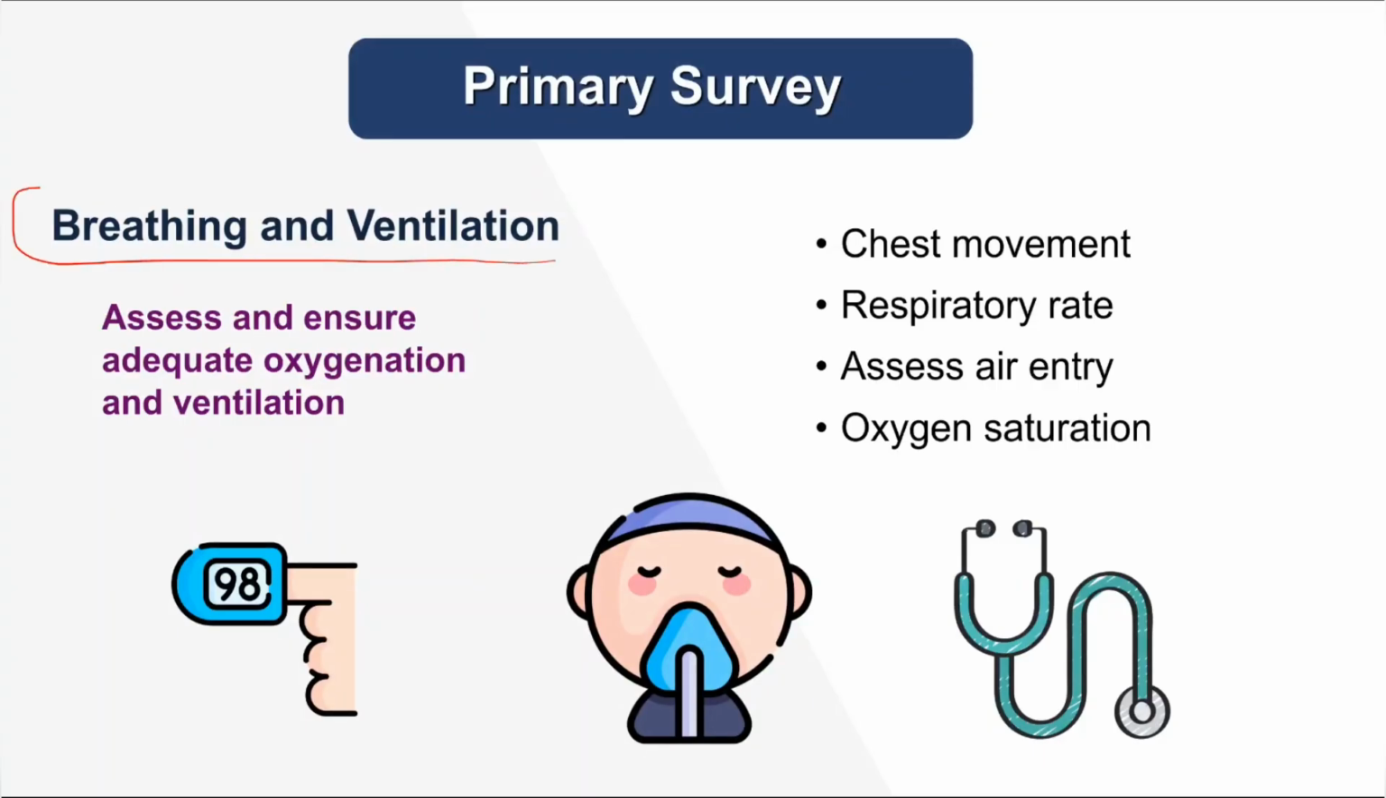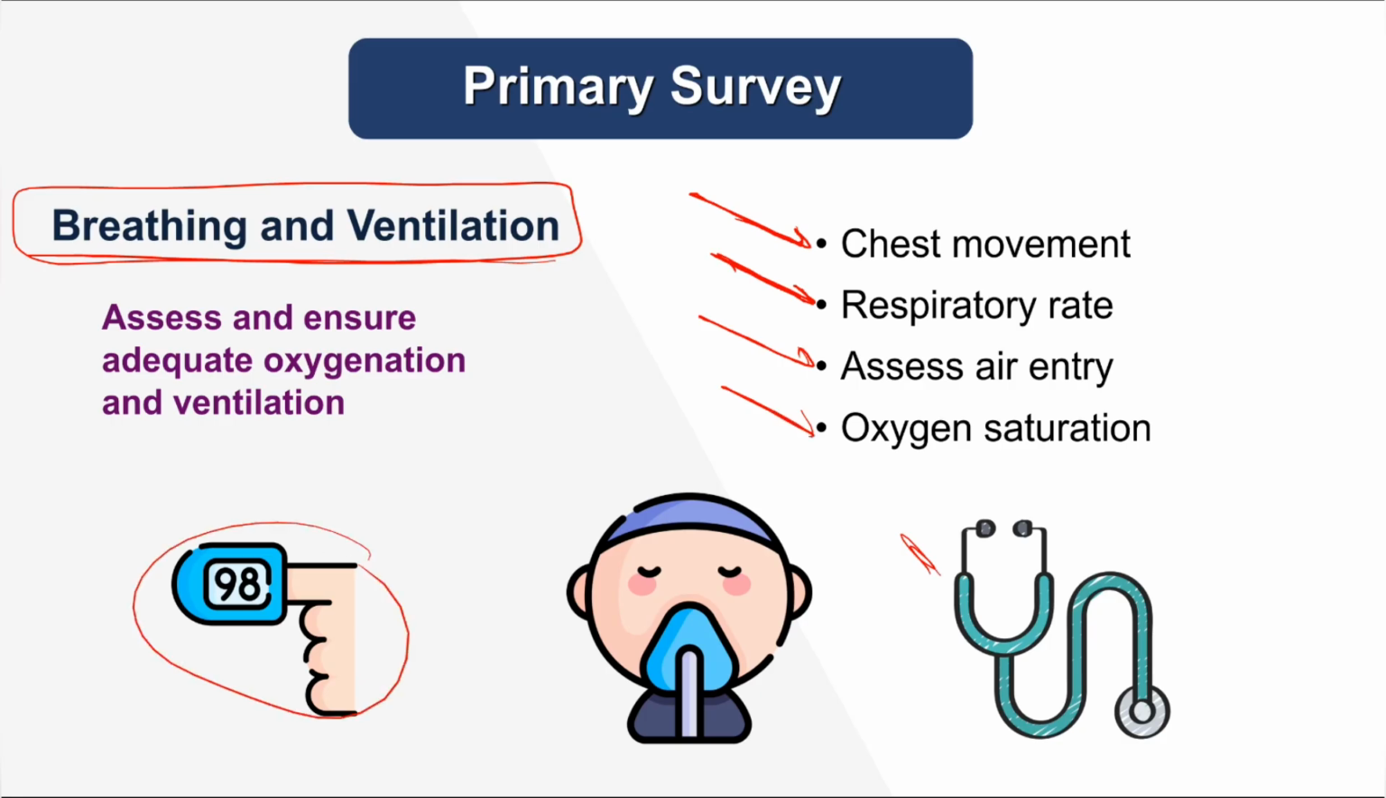Next, coming to the breathing. When you want to check the breathing, you have to look for the chest movement, whether it's moving bilaterally or not, if there are any lesions on the chest, any lacerations, any wound. Also check the respiratory rate, measure the respiratory rate. It should be between 14 to 20. Assess air entry by stethoscope, and also oxygen saturation by using pulse oximetry.